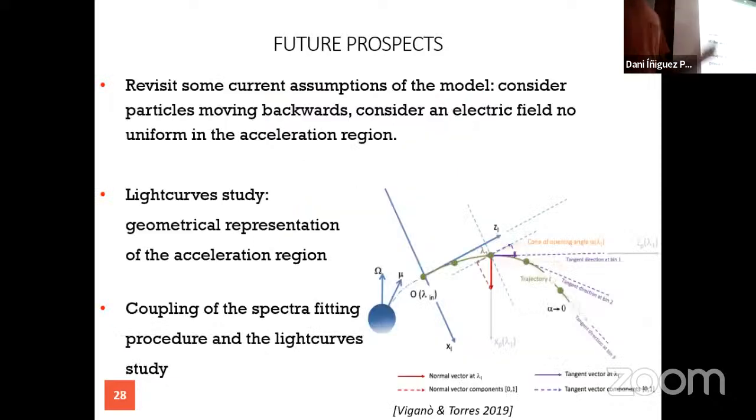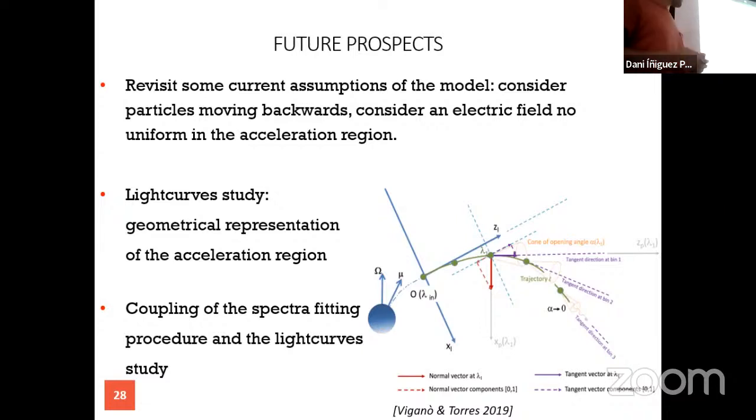Okay. And now to finish this talk, I will present the future prospects of our project. First of all, we will revisit some of the current assumptions of the model. As I have said, we do an effective approach in which all the complexity of the real scenario is embedded in just a few model parameters. And now we will relax some of these simplifications in order to make our model more realistic, but keeping the number of parameters as low as possible, so keeping our model as easy to handle as possible.